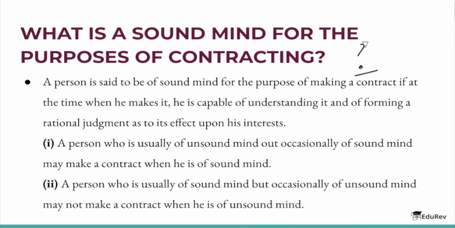Next comes, what is a sound mind for proposing a contract. We need to know what exactly is a sound mind to propose an agreement. A person is said to be of sound mind for the purpose of making a contract if, at the time when he makes it, he is capable of what? Understanding it and of forming a rational judgment as to its effect upon his interests.